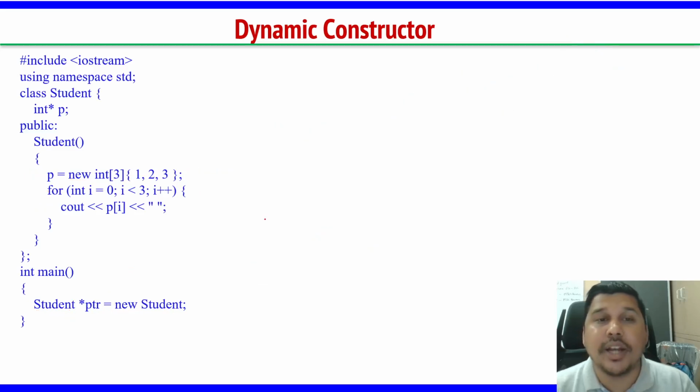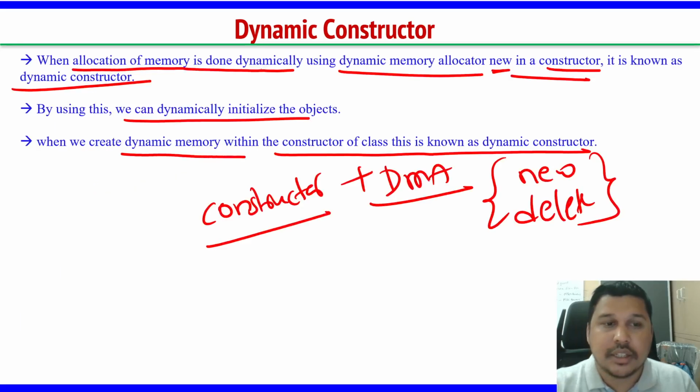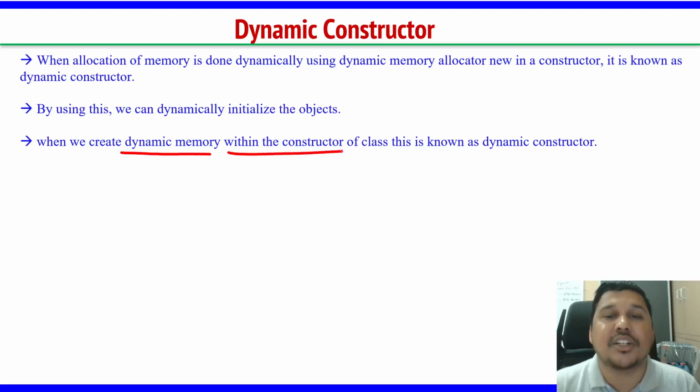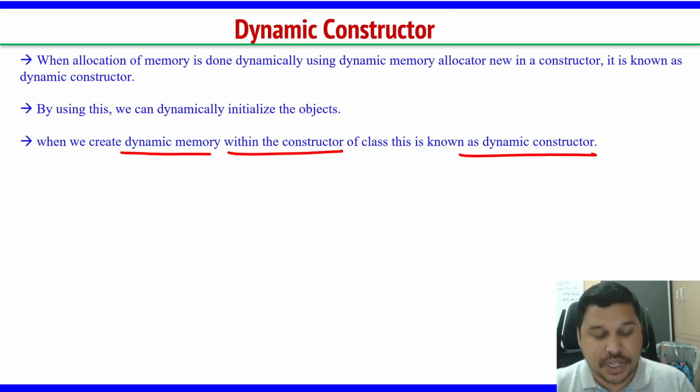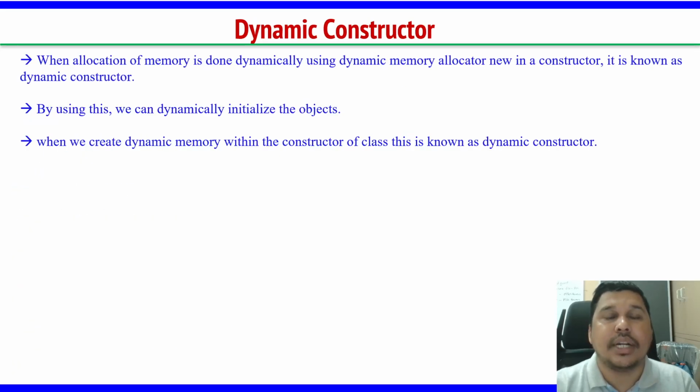So, simple points. In a constructor, if you are using DMA techniques, or the new keyword to allocate memory to variables, or you are creating new variables, or maybe assigning values to the existing variables, then we say that kind of constructor is called a dynamic constructor. Okay, this is about dynamic constructor. When we create dynamic memory within the constructor of a class, this is known as a dynamic constructor. So we have seen virtual destructor and also dynamic constructor.